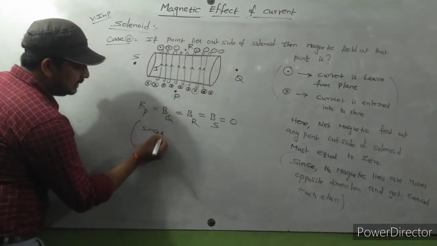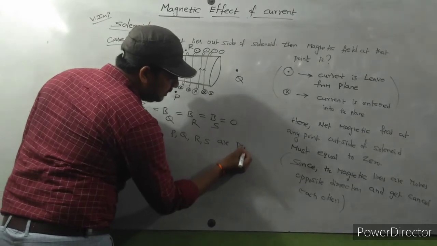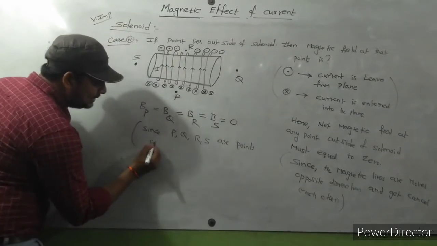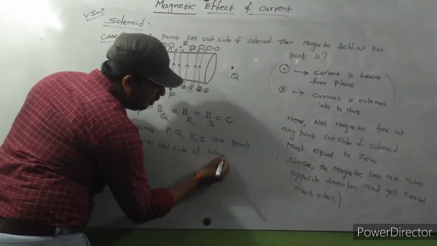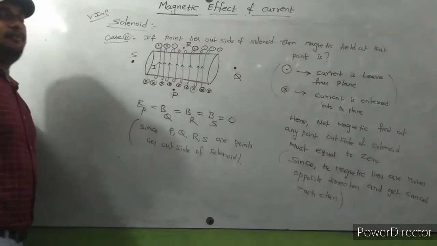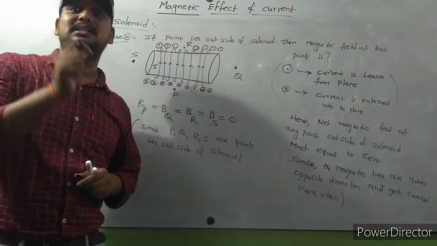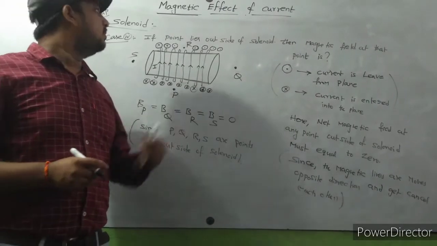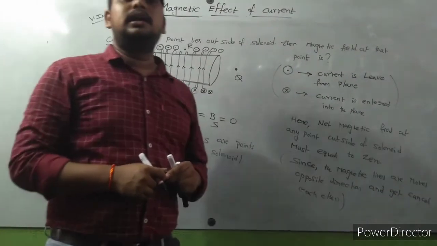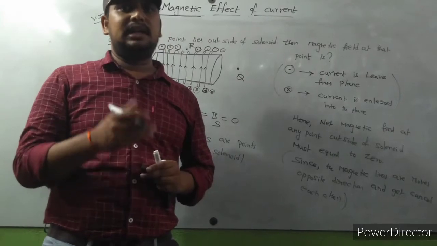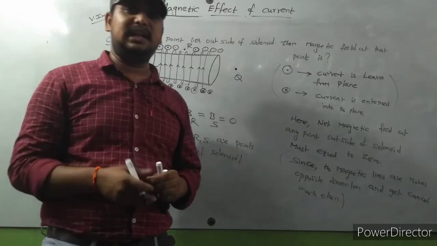Since P, Q, R, S are points that lie outside of the solenoid, if any point lies outside of the solenoid, then the net magnetic field at that point must equal 0. So these are the four important cases of solenoid. I hope all of you understood this. I will discuss a few numericals based upon this solenoid, then you will get a clear idea.